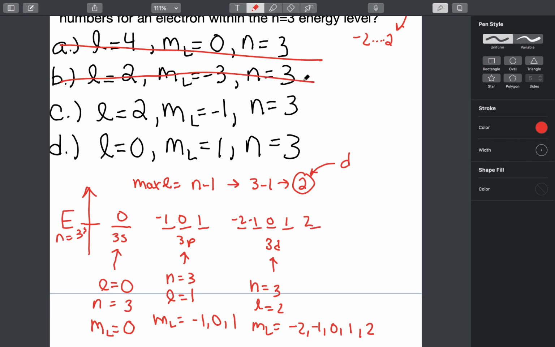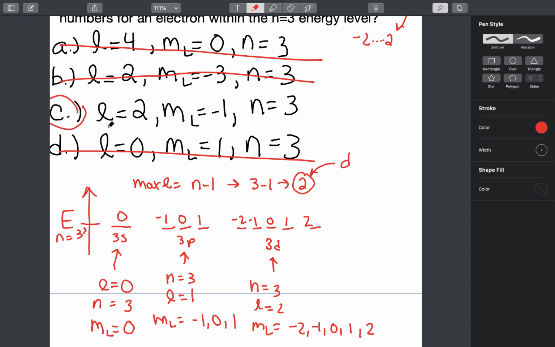So now, the only thing that we have to do is decide between these two choices. And D is also a garbage answer because you cannot have an ML value or magnetic quantum number that is greater in magnitude than the magnitude of your angular quantum number. So therefore D is garbage as well. So the correct answer is C.